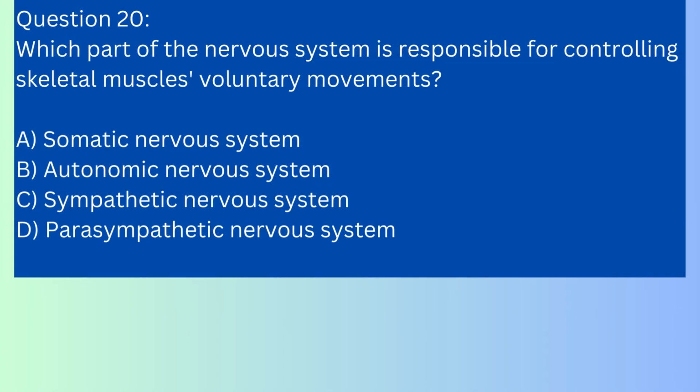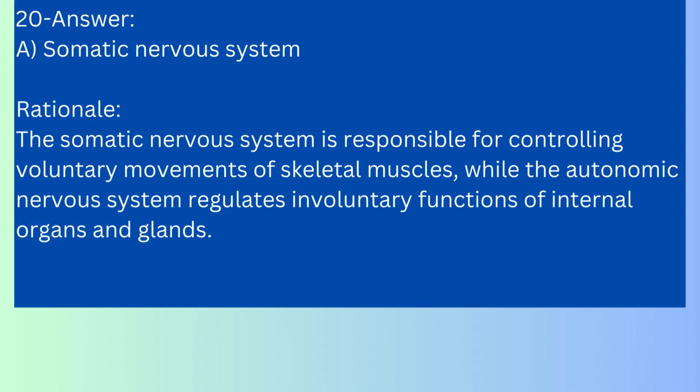Question 20. Which part of the nervous system is responsible for controlling skeletal muscles' voluntary movements? A. Somatic nervous system. B. Autonomic nervous system. C. Sympathetic nervous system. D. Parasympathetic nervous system. Answer. A. Somatic nervous system. Rationale. The somatic nervous system is responsible for controlling voluntary movements of skeletal muscles, while the autonomic nervous system regulates involuntary functions of internal organs and glands.